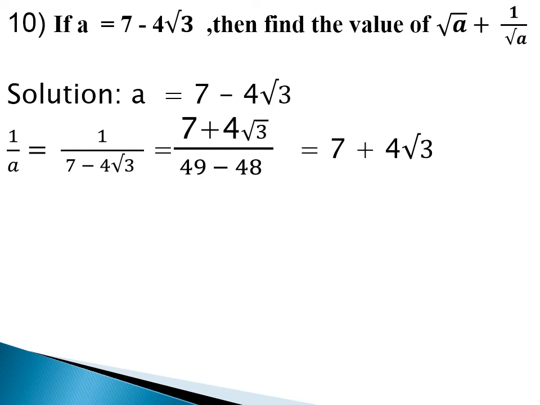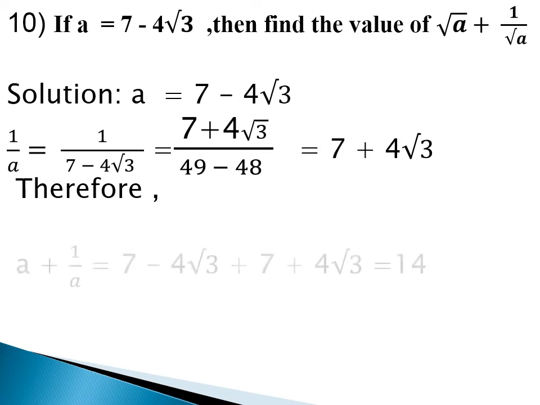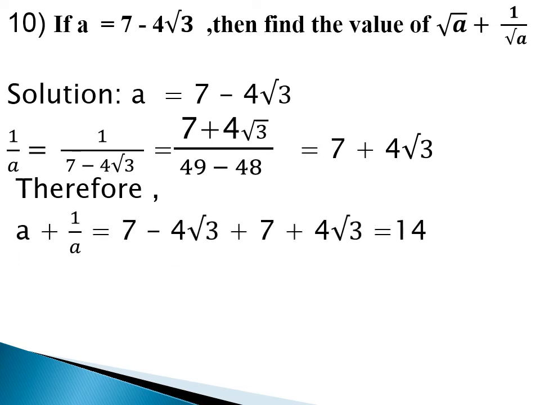So what is the next step? We should rationalize it. Is the normal form you should do, multiply and divide with the 7 plus 4 root 3. I am not explaining the steps again and again, you learned now. The final answer you are going to get as 7 plus 4 root 3. Now a equal to 7 minus 4 root 3 and 1 by a equal to 7 plus 4 root 3. Now what is the next step? We should add these two.